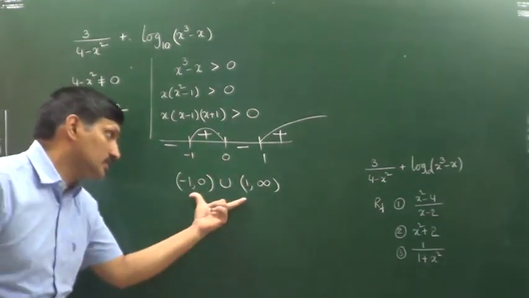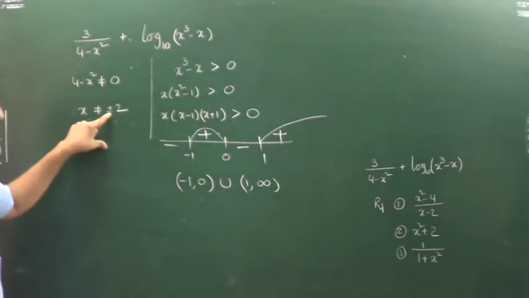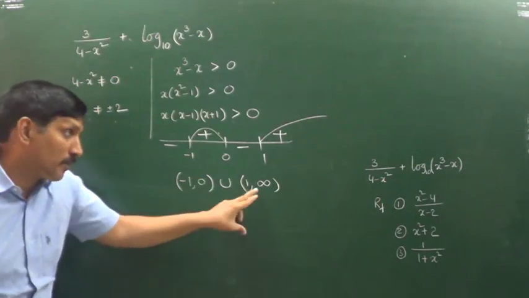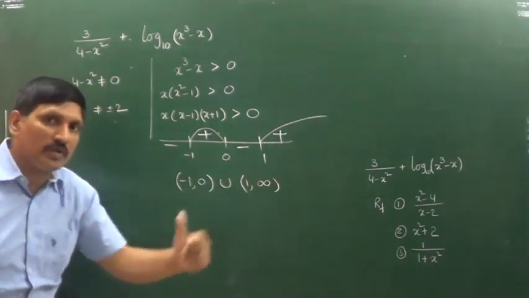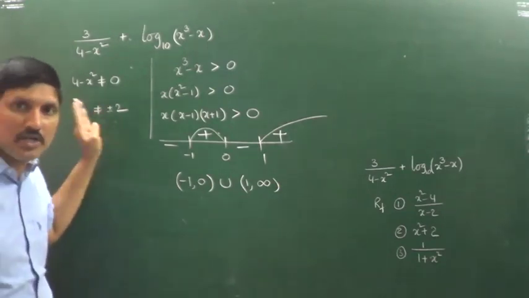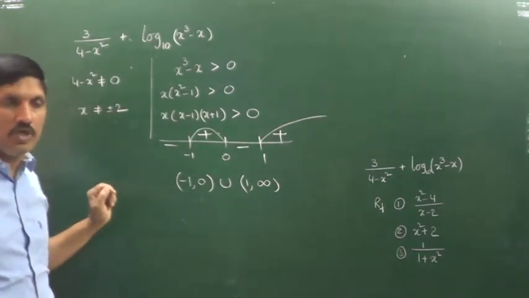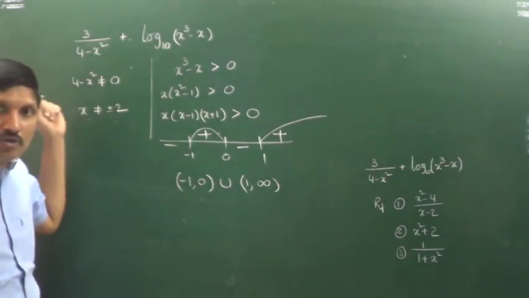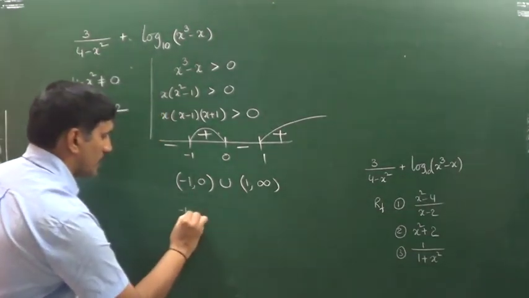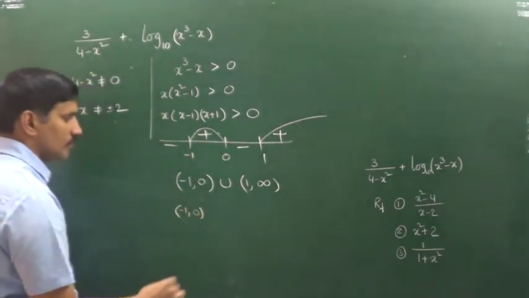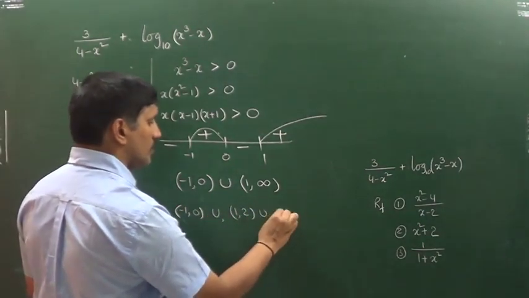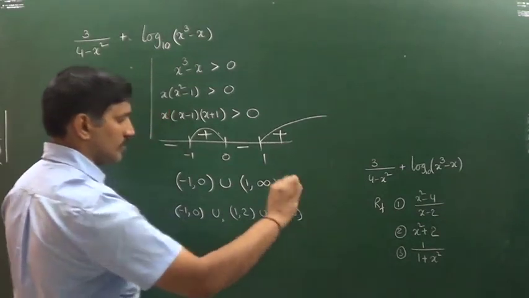But from this answer we have to exclude minus 2 and plus 2. Already minus 2 is not involved, but plus 2 is involved here. Remove that plus 2, because x values are not equal to minus 2, not equal to plus 2. Then what happens? Minus 1 comma 0 union 1 comma 2 union 2 to infinity.